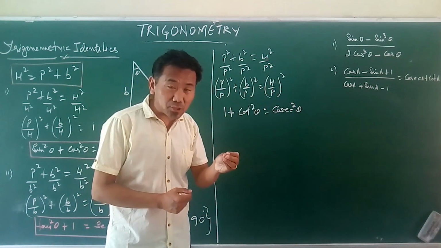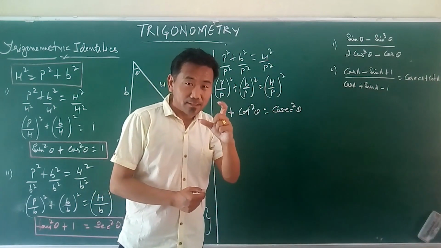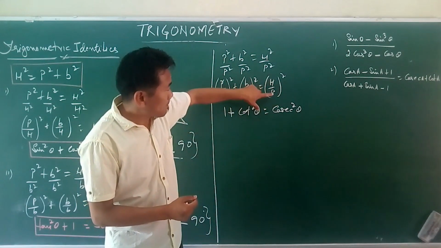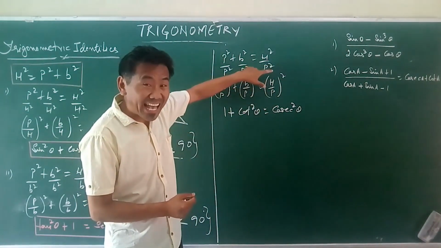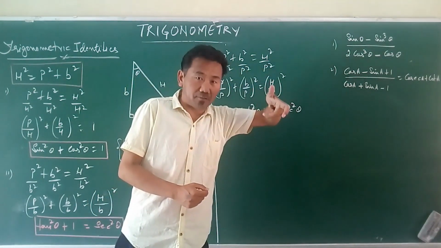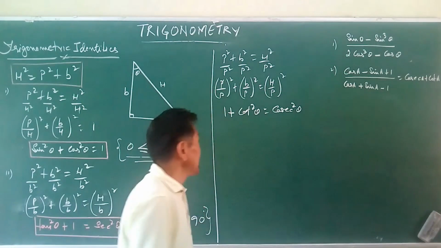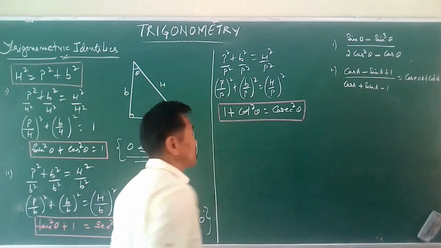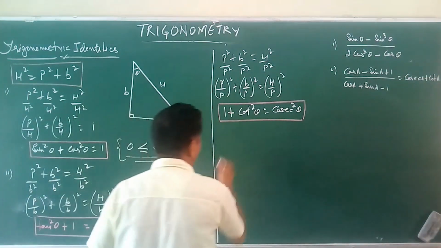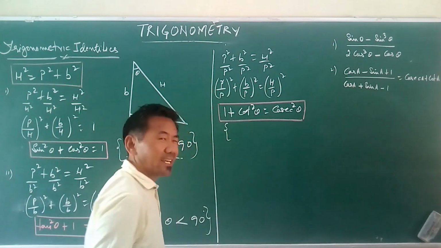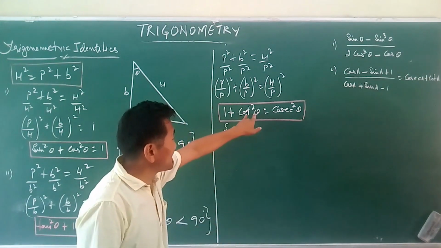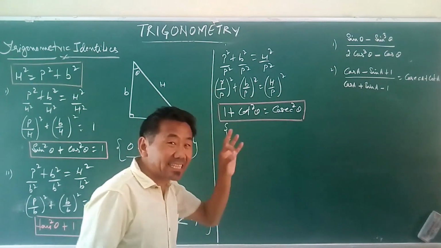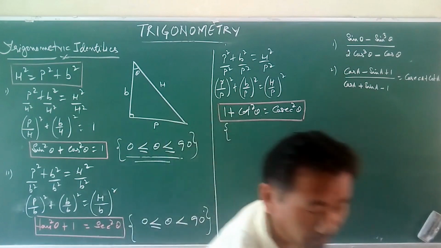h by p and p by h are different. p by h is sine, and the sine inverse is cosec. So cosec is h by p, the inverse of sine. So this is the third trigonometric identity. And for this, the condition is exactly the same thing. When we look at cot and cosec, if theta is 0, then we have a problem. Let's see here.